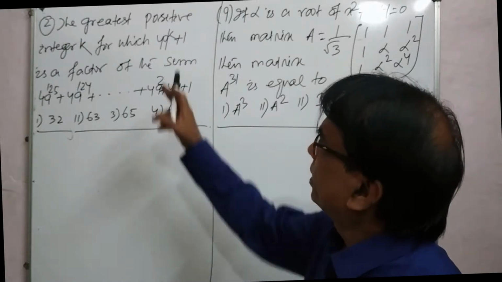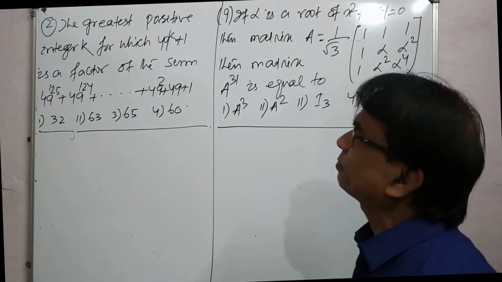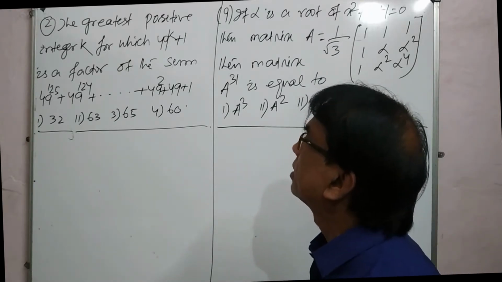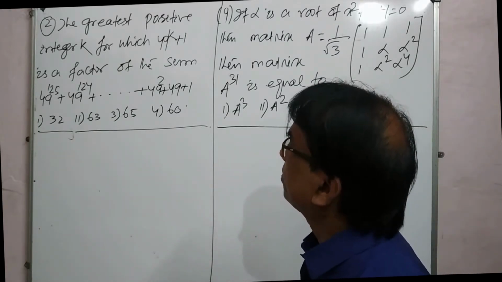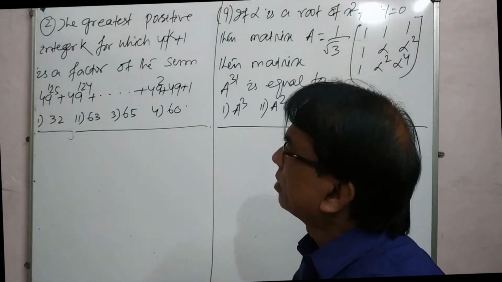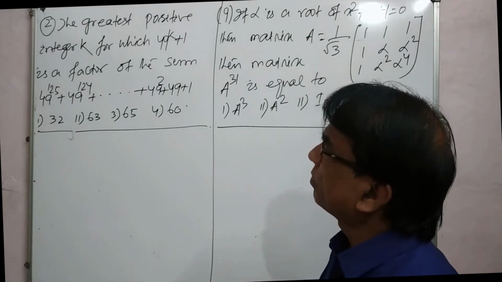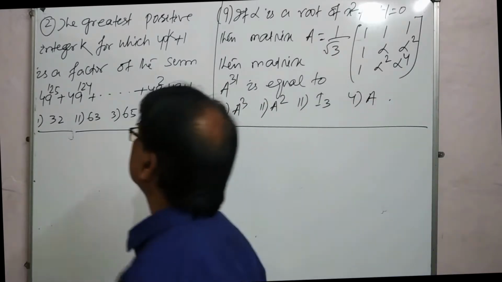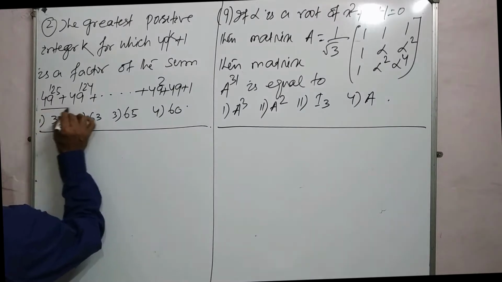if you watch carefully, study the question: the greatest positive integer k for which 49 to the power k plus 1 is a factor of the sum 49 to the power 125, like this up to 1. Now, what is the concept involved? If you watch it carefully, reverse it.